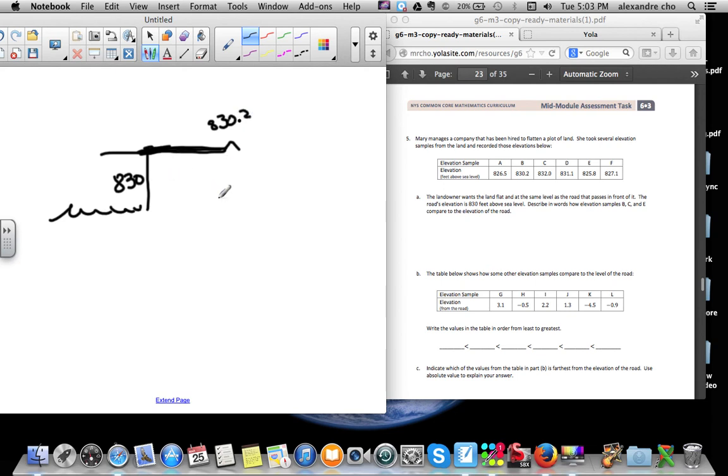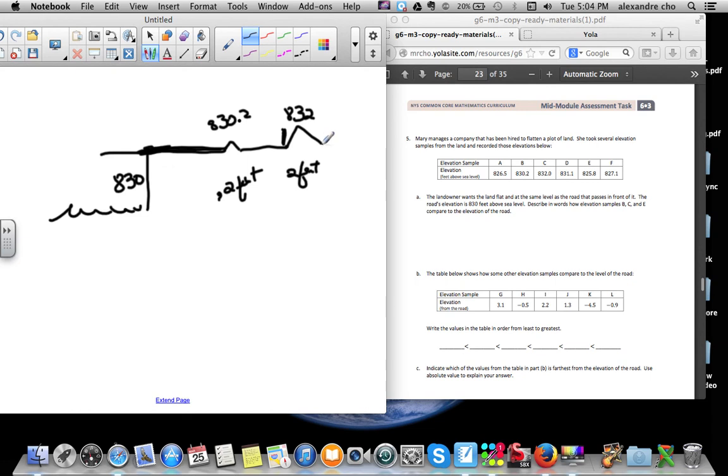830.2 minus 830, 0.2 feet of land, so that the land is straight. So that's what he has to do for B. For C, he flattens that part, and he gets another part of the land, a little bit higher. Here it's 832 feet. So again, to flatten this area, how much land would he have to flatten? Above the 830 that he wants, it'd be 832 minus 830, which is 2 feet.